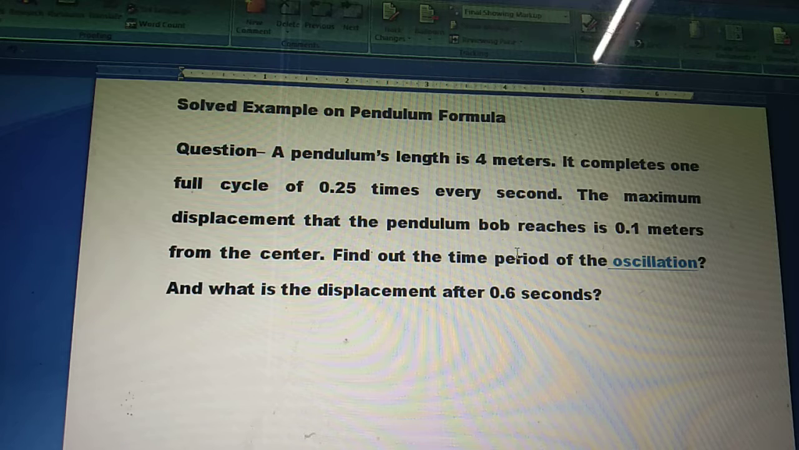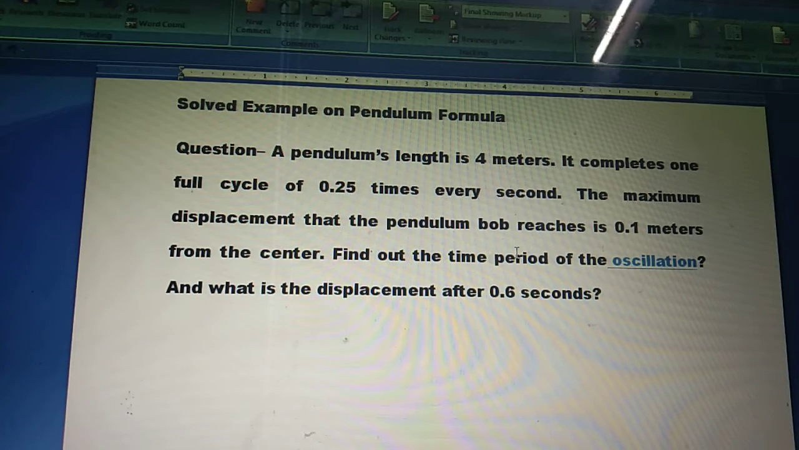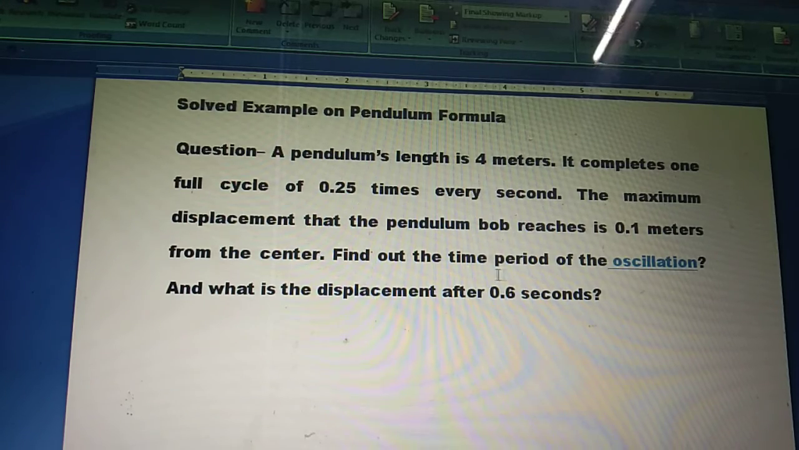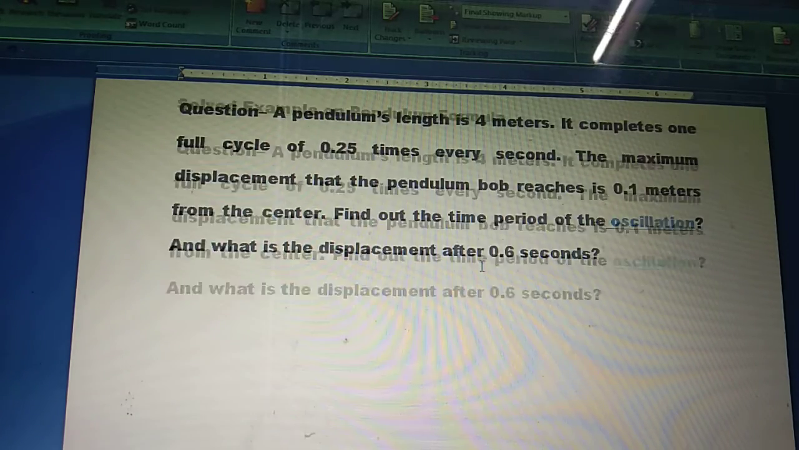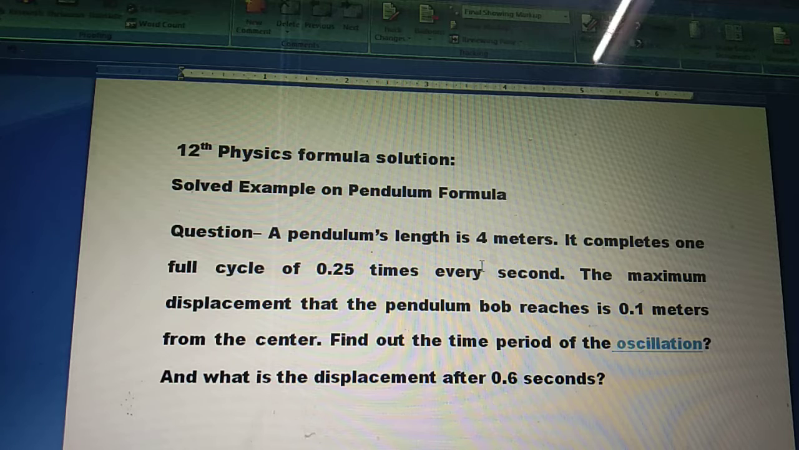In the descriptive part we follow the paragraph method, that is para, sentence, words. But in case problems come, you have to follow the mathematical method of steps. So here we are taking one problem in physics about the pendulum formula.